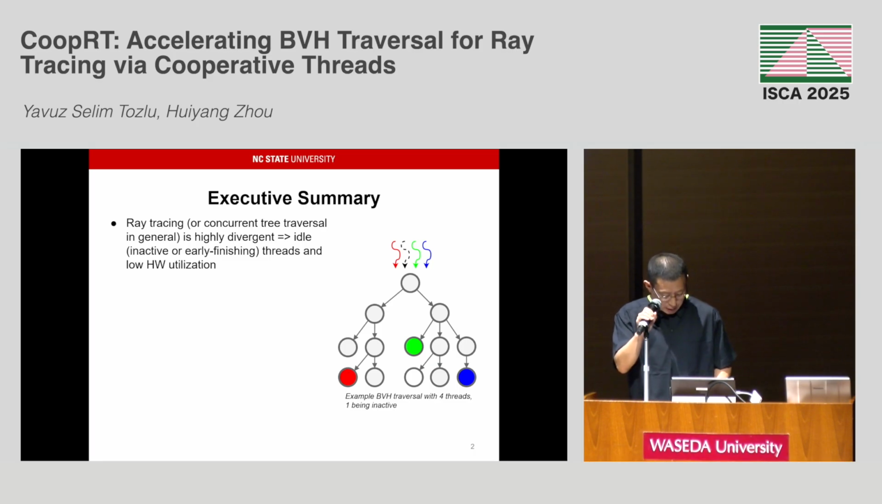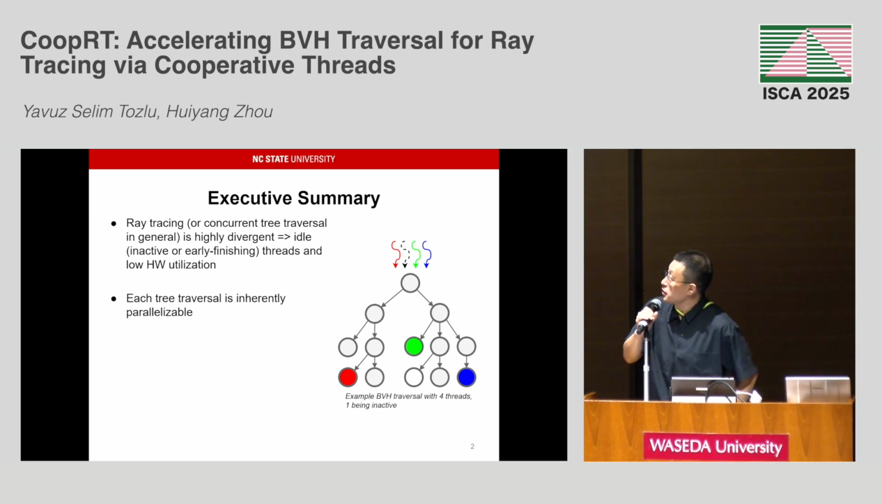To deal with that, compared to previous works on dealing with divergence, we are not trying to avoid this divergence. Instead, what we found is that we can actually leverage it. The key observation is that tree traversal in ray tracing is done in a depth-first search manner, and even if you go with breadth-first search, all these tree traversal operations are inherently parallelizable. So our idea is the following.